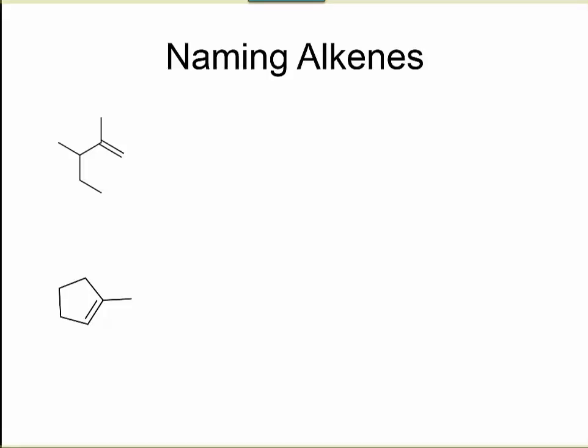In the first alkene, I need to find the longest continuous carbon chain that contains the alkene, and that's here. We need to number the alkene so that it has the lowest possible number. In this case, it would be on carbon 1. Looking at the substituents, I have a 2-methyl, and I also have a 3-methyl. So I know that 2,3-dimethyl is going to be a portion of the name. Notice the comma between the numbers, the hyphen between the numbers and the letters.